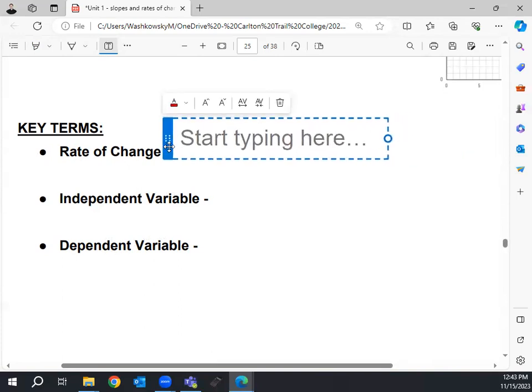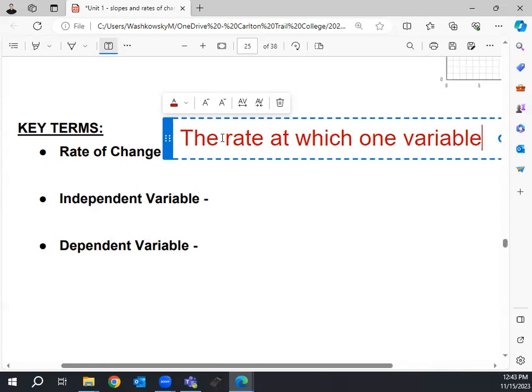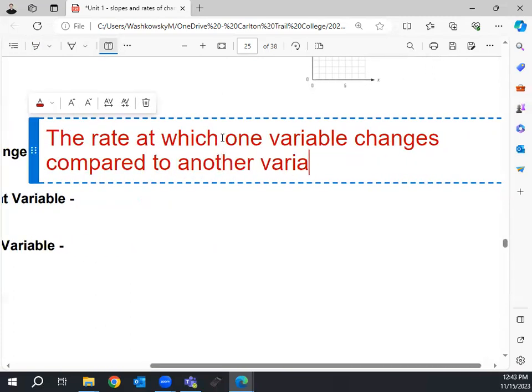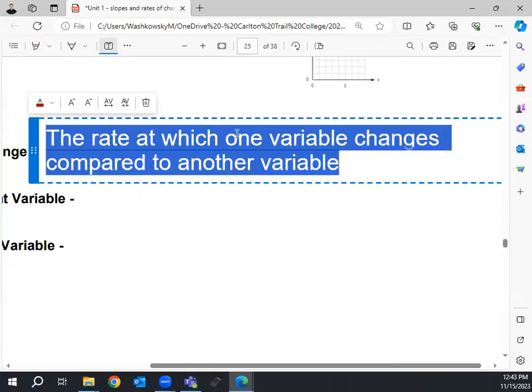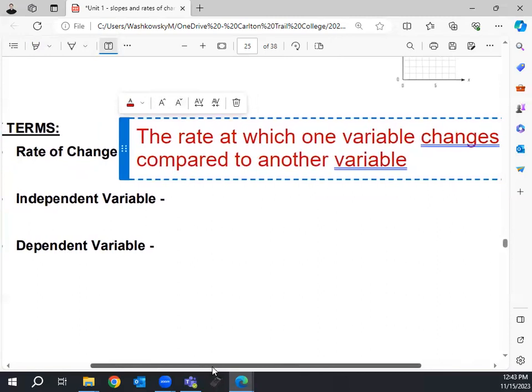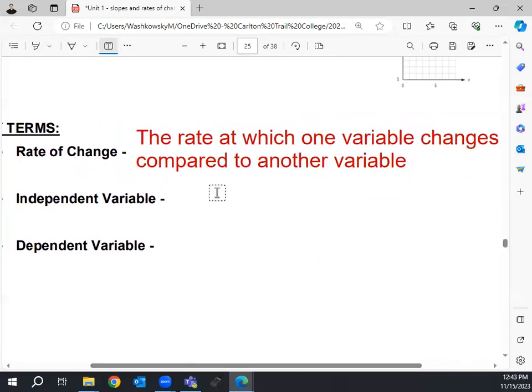So first off, rate of change. Rate of change is the rate at which one variable changes compared to another variable. We will talk about what that means.